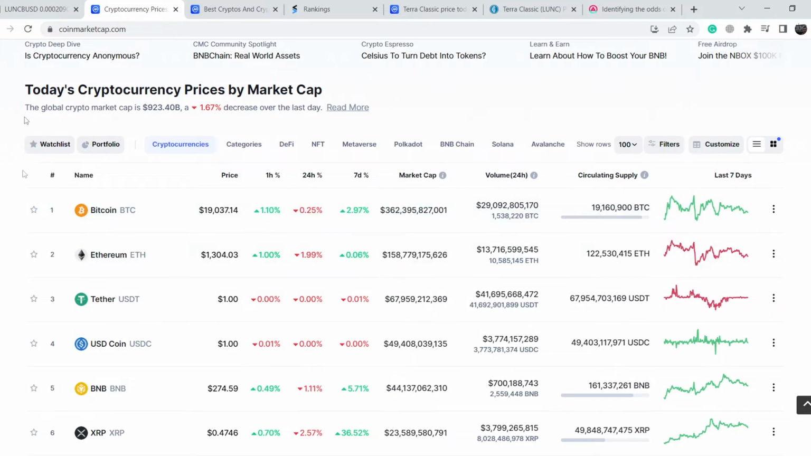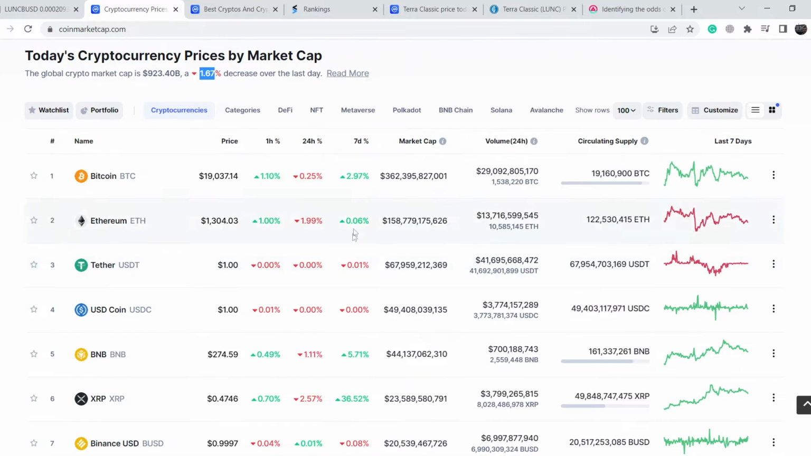And let's continue with the total sentiment of the crypto market. First of all, let's start with its total market cap, and for now we are sitting at $923.4 billion of total market cap. It is a 1.67% decrease over the last day. And as you can see, we have pretty much sideways movement for the 24 hours period, 1 hour period, and the 7 days period. And on the 7 days period, Bitcoin is slightly in green for about 3%. Ethereum is almost at the same point. And BNB has an increase in its price of about 5.7%.